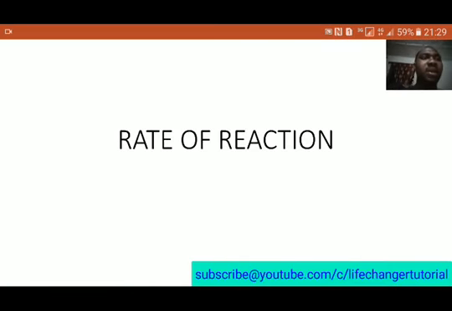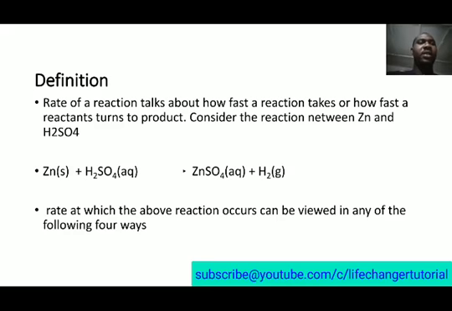We're going to be looking quickly at rates of reactions. Let's quickly look at the definition. What is rate of reaction? Rate of reaction talks about how fast a reaction takes place, or how fast reactants turn into product. So when you talk about rate of reaction, you're talking about how fast a reactant turns into what?